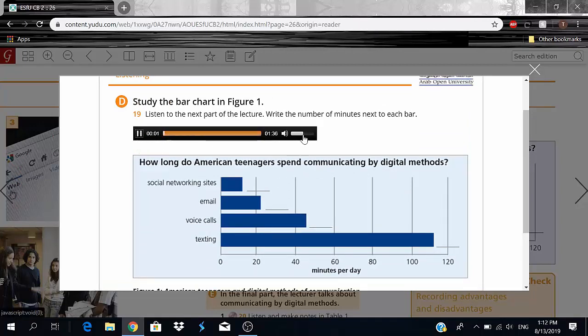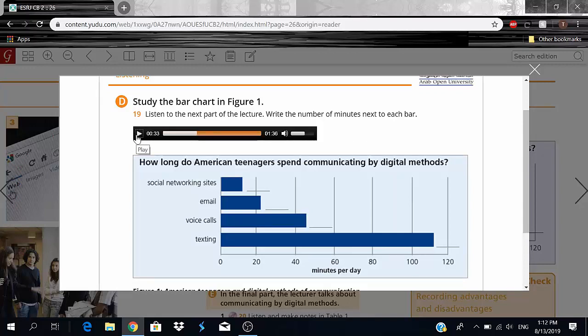19. Exercise D. Listen to the next part of the lecture. Write the number of minutes next to each bar. How long do teenagers spend on digital media every day? According to recent surveys, American teenagers spend, on average, 111 minutes every day texting friends.